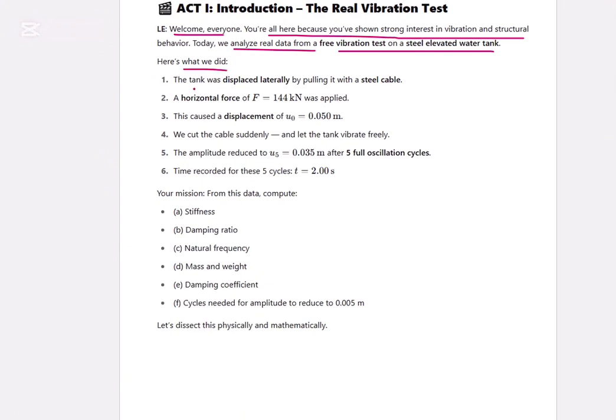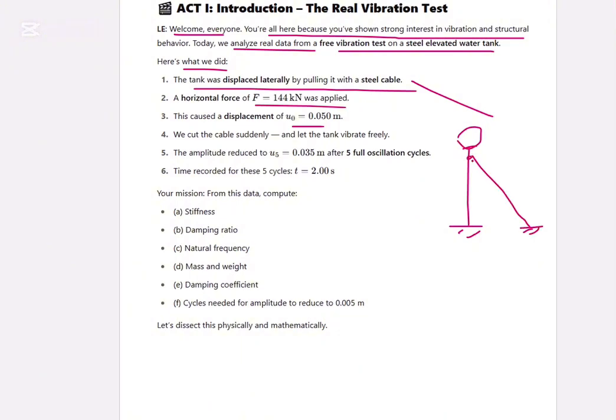Here's what we did. The tank was displaced laterally by pulling a steel cable, and force was this much, and displacement. See, the tank is like this, okay? And the cable is tied like this. So from the original position, it displaced by 0.05 meter. So the force applied to the cable is 144 kilonewton. It's displaced, okay? Once you cut this, it's going to vibrate like this.